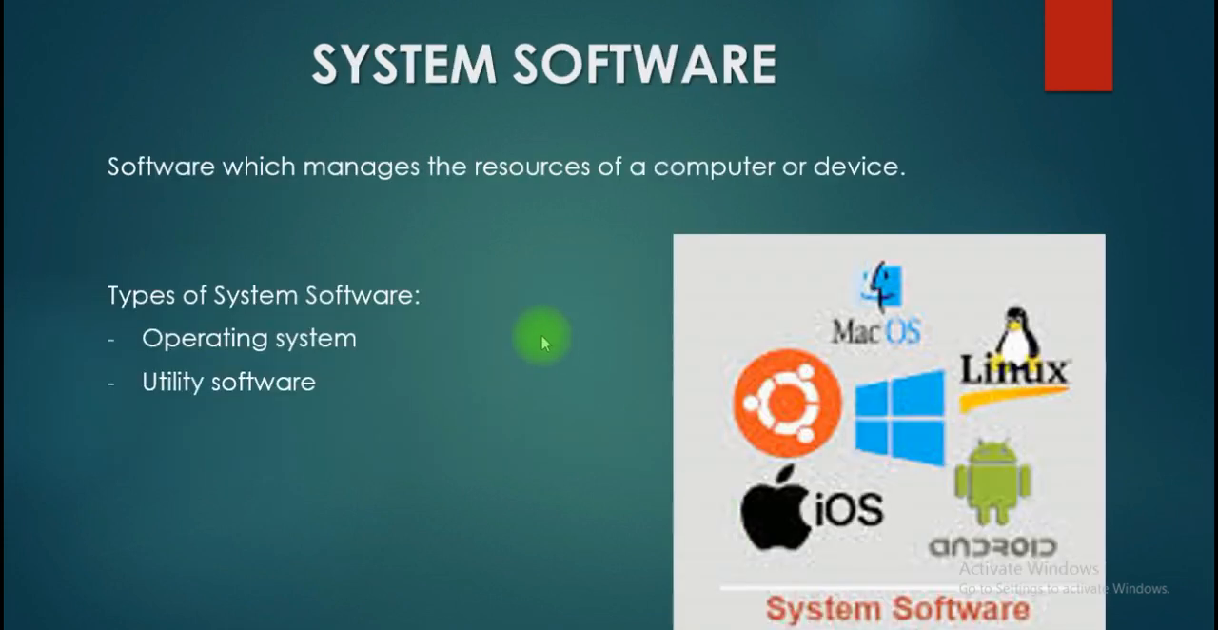All right, so now we move on to look at system software, and these now are those software which manages the resources of a computer or a device. And there are two types. We have operating systems and utility software.